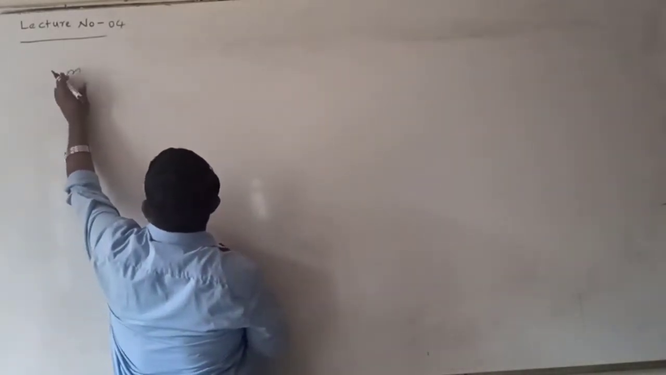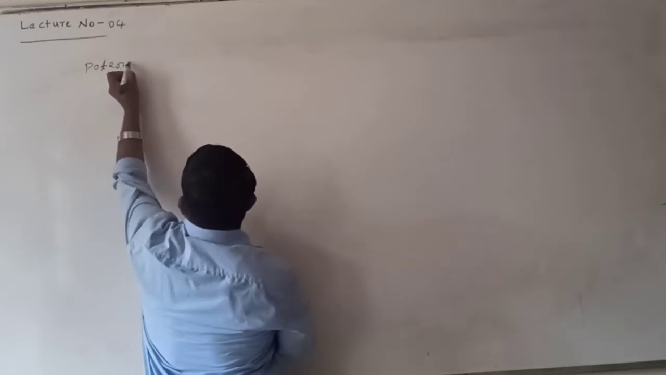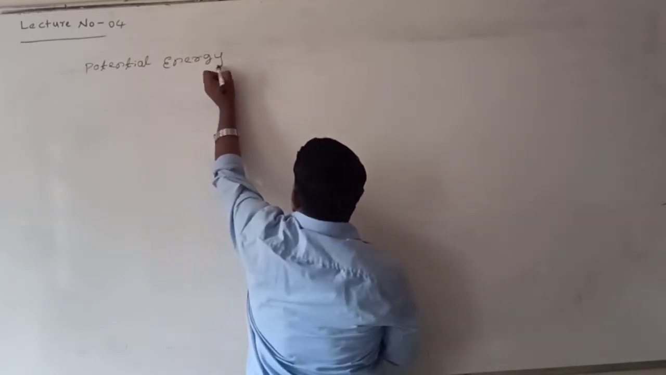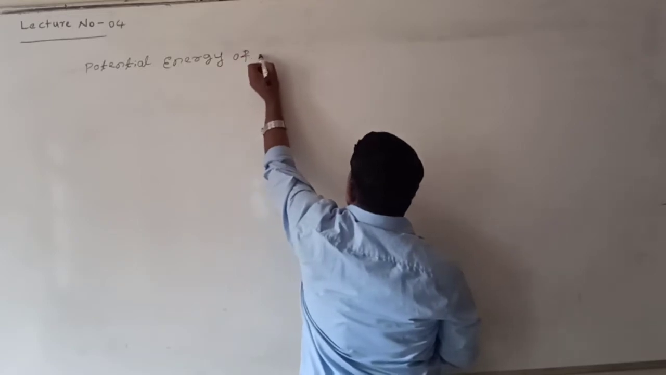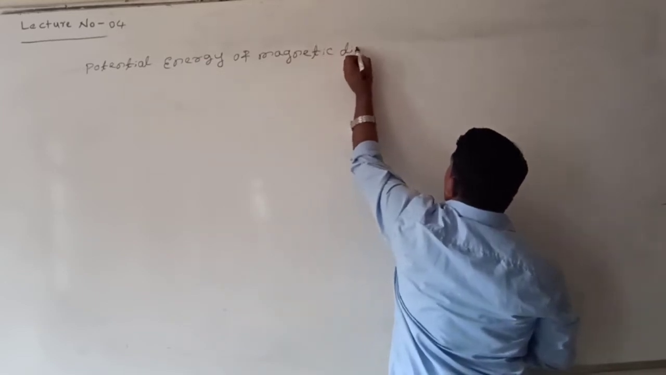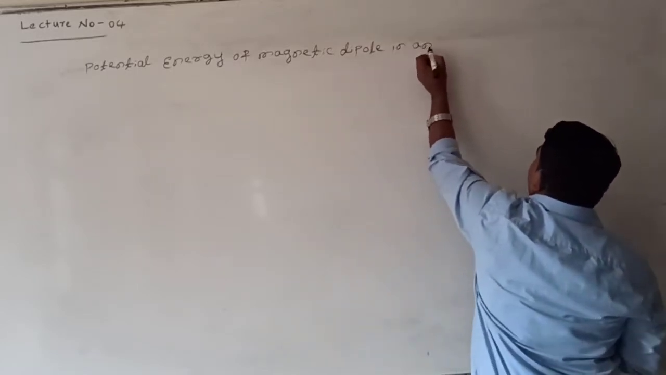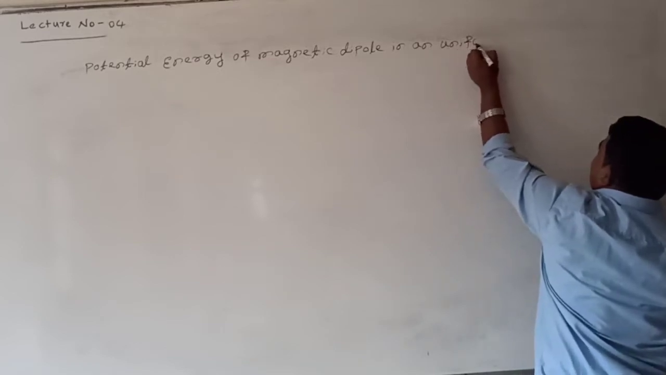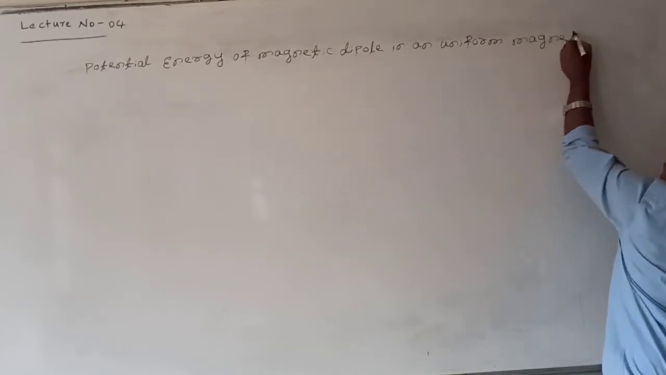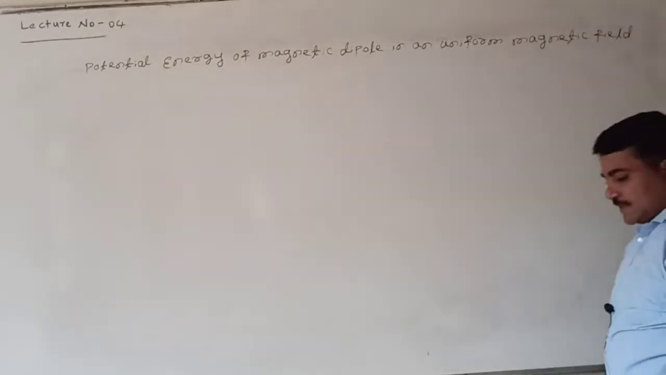Magnetic energy, or potential energy of a magnetic dipole in a uniform magnetic field. This concept we will see in detail.